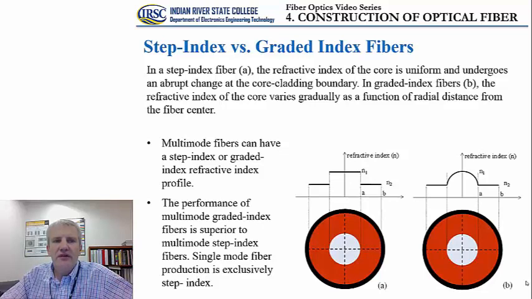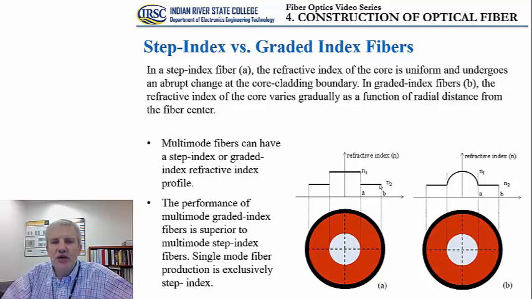Okay, let us compare the stepped index versus graded index fibers. In the case of a stepped index fiber that's shown here on the left picture, the refractive index of the core is uniform and undergoes an abrupt change at the core cladding boundary. You can see on this curve that we have a straight horizontal line that represents the index of refraction of the core, and then a sudden drop down to a different value of the index of refraction as we are moving into the cladding. This is the basic characteristic of a so-called stepped index optical fiber.